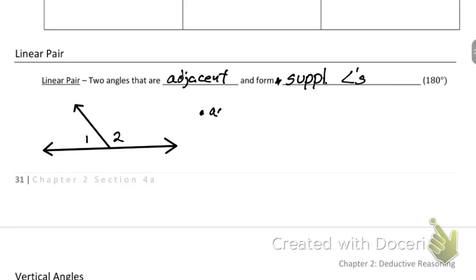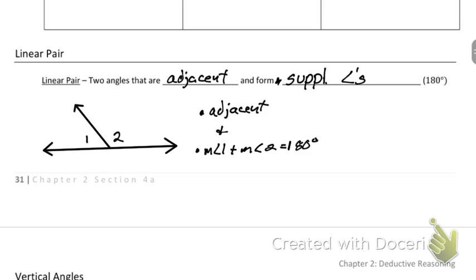So once again, adjacent and, I should probably put measure, measure of angle 1 plus measure of angle 2 equals 180 degrees. Do supplementary angles need to be adjacent?